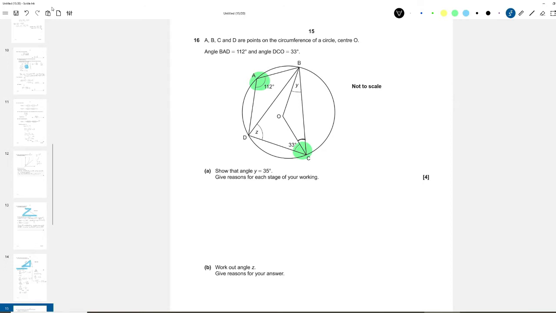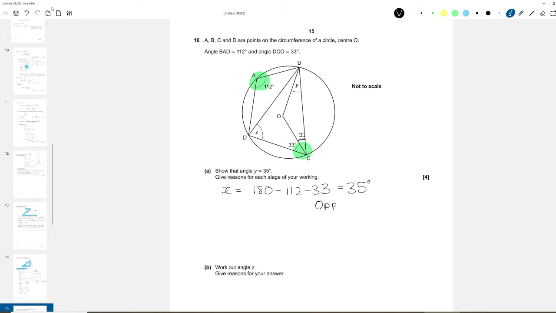So we would write, let's give this a letter X. Okay, so X would equal 180 minus 112. And now if you want to find out y, you would have to minus 33 as well. So you would get 35. Now that's not the final answer. So you need to give reasons for each stage of your working out.